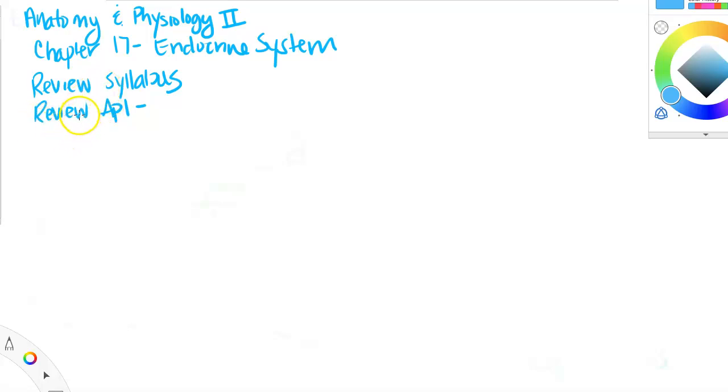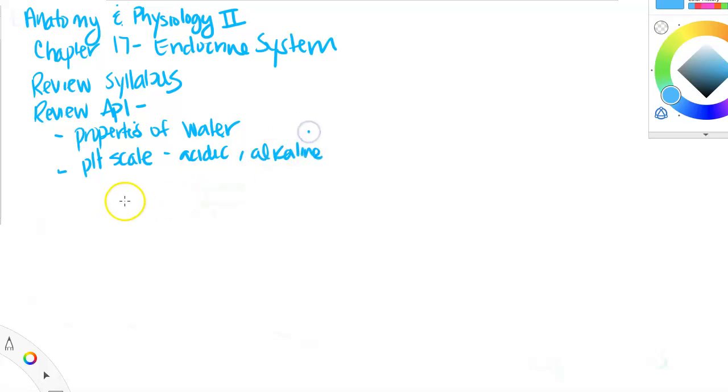So I just want to write down the things you should maybe go back and just read through, which would probably help. Make sure you go through or know the properties of water. Know why it's important, its structure, all that kind of thing. Go through the pH scale. Make sure you understand that. Know what's acidic, what's alkaline.